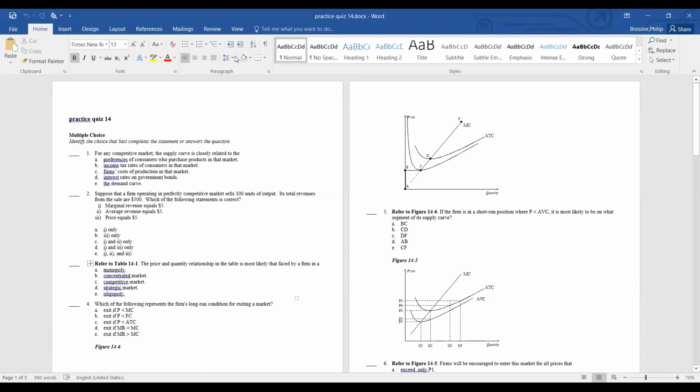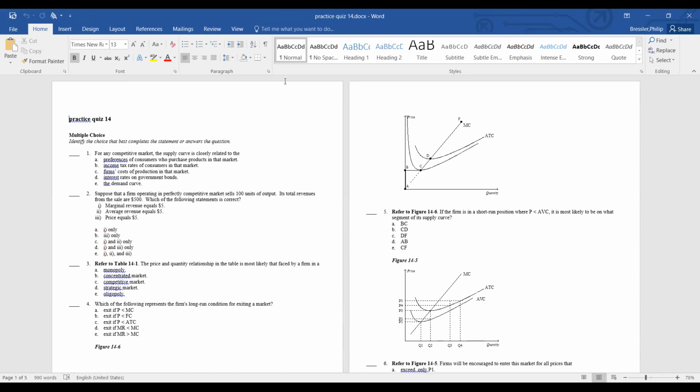Chapter 14 starts out with characteristics of competition. Thousands and thousands of sellers, identical product, easy to enter and exit, no advertising, price taker.